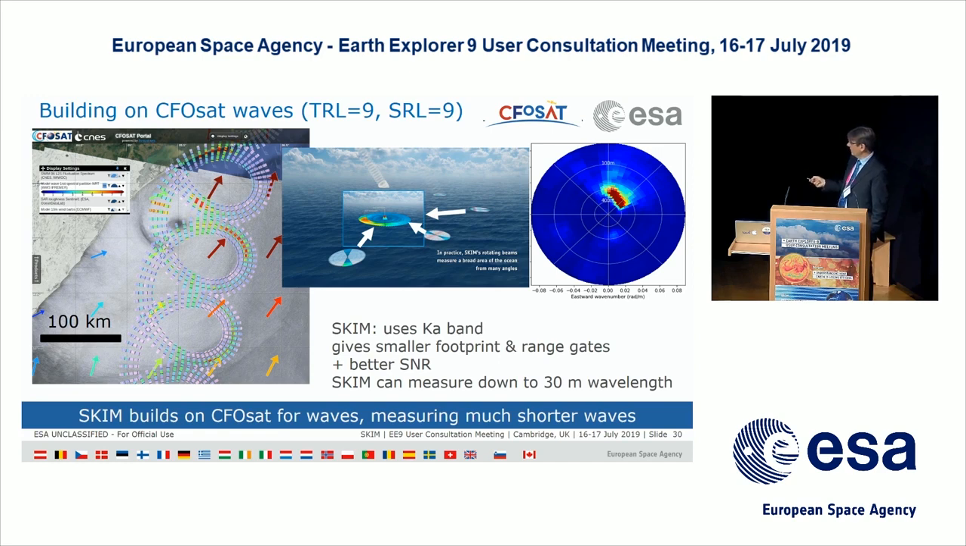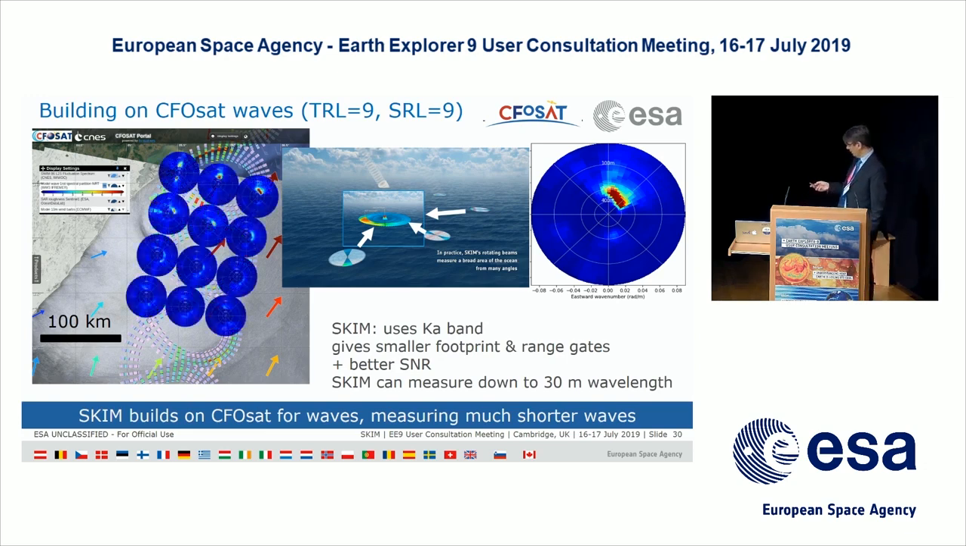And you can do this processing on the entire swath, all the way right up to the coast. The difference between SWIM and SKIM is that we use a K-band radar, which gives us a smaller footprint and smaller range gates, also better SNR, and thanks to this, SKIM can measure waves down to 30-meter wavelength.